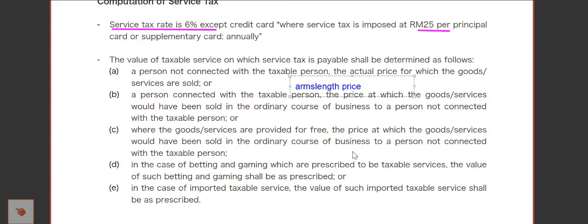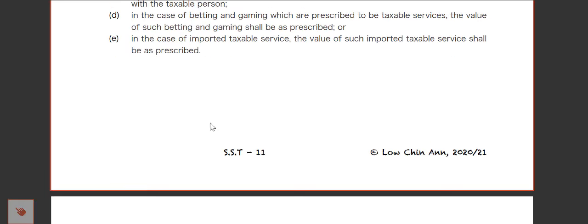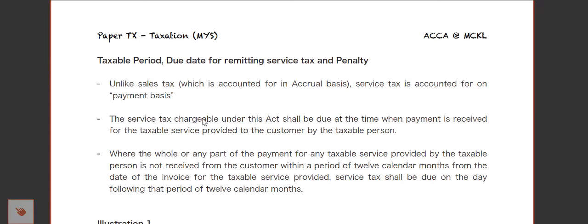Okay, now even when you offer the service for free, you still have to use arm's length price. Now remember we said gambling is a taxable person. So if gambling, then the value of taxable service will be whatever is prescribed by the government. Now all that is the basic things about the value for service tax.